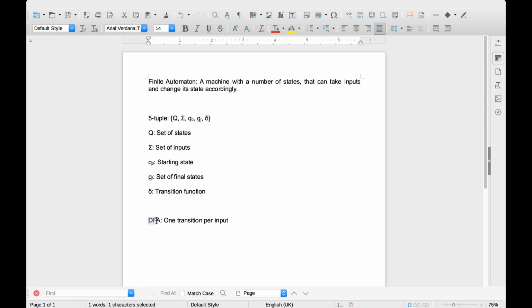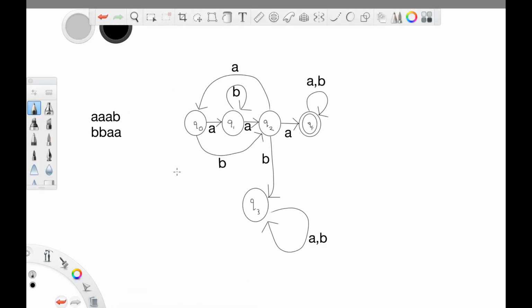Now DFAs, deterministic finite automata, are finite automata where there is only one transition per input. So for every particular input, while you're at a state, only one transition can be made for that input. Now we're going to see what that means in a minute. So this is a deterministic finite automaton.